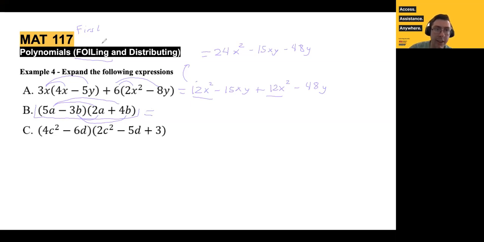So when we FOIL this out, 5a times 2a is 10a squared, and 5a times 4b is 20ab. Negative 3b times 2a is minus 6ab, and negative 3b times 4b is minus 12b squared. And we can combine the like terms that have ab. So 10a squared plus 14ab minus 12b squared.